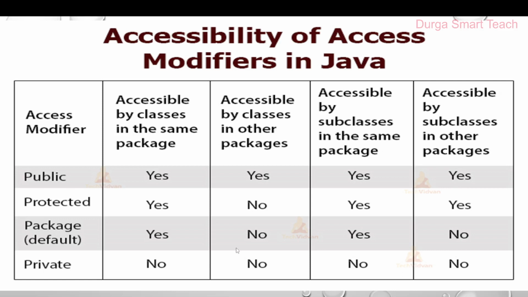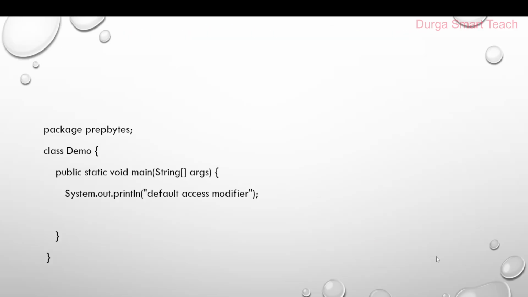Next one, default. You can access by the classes of the same package and not by the other packages. Accessible by subclasses, yes. Accessible by subclass in other packages, no. So private means only within the class. Okay. I hope it is clear.